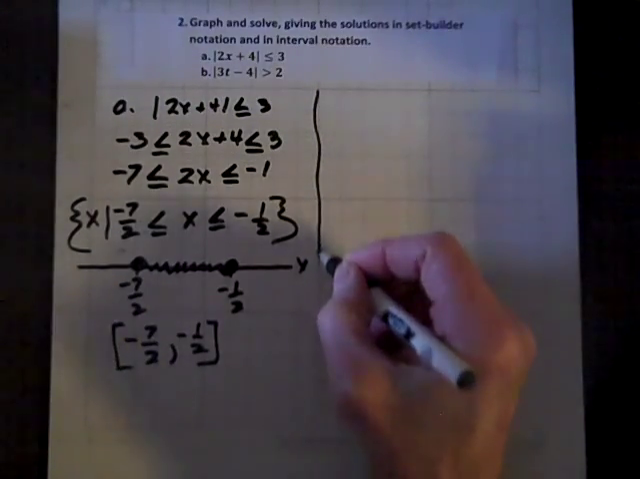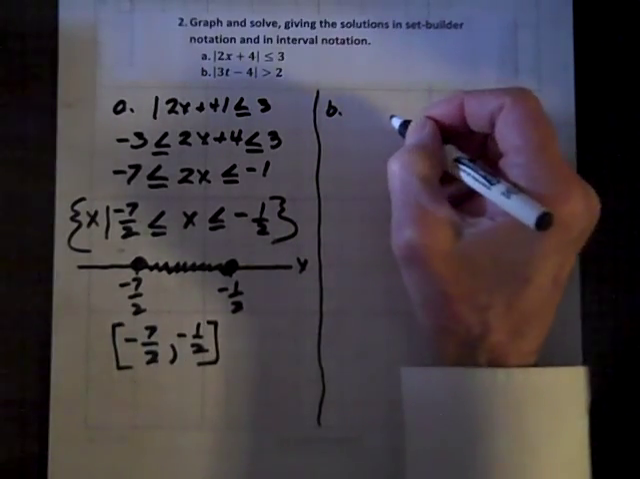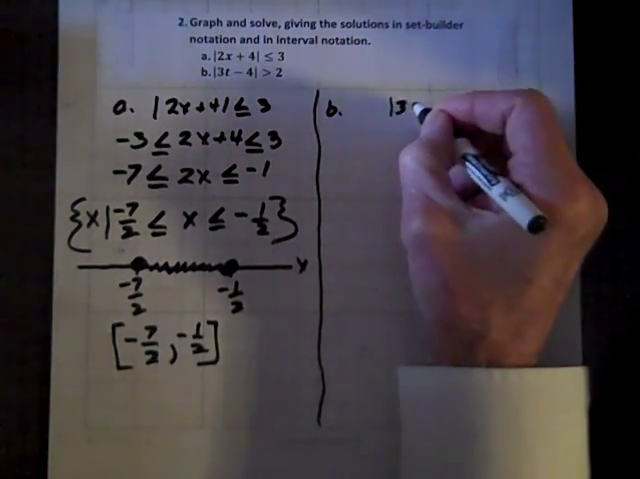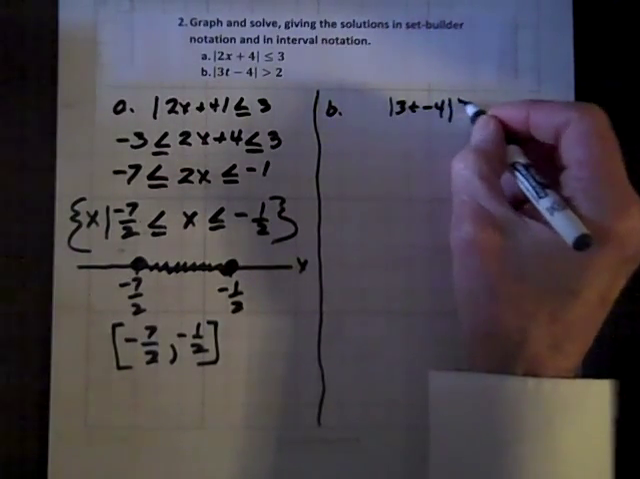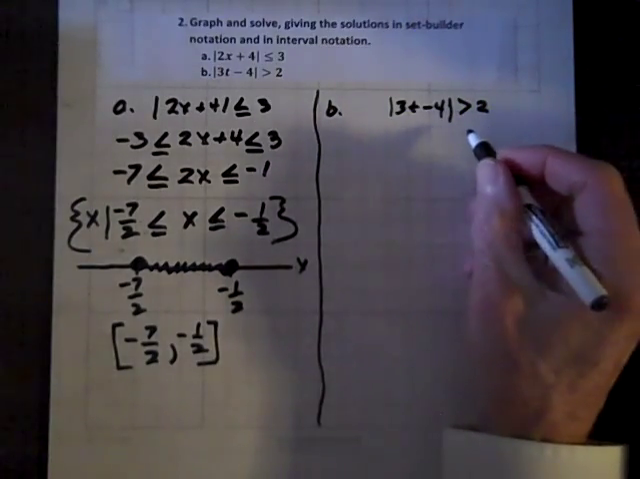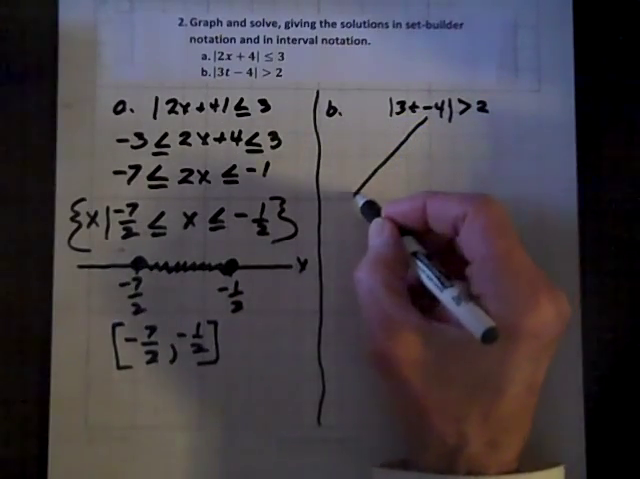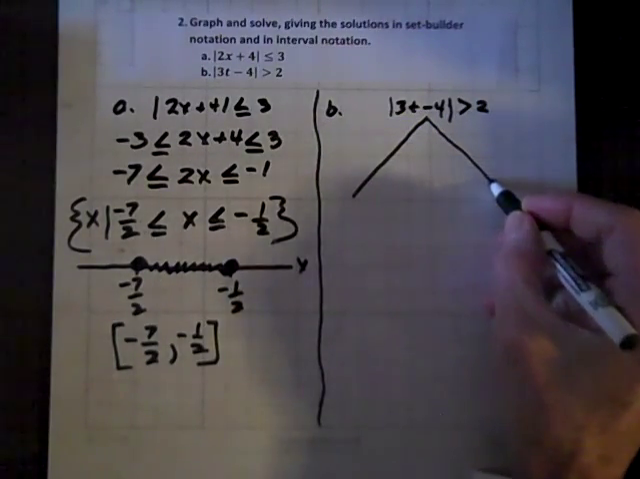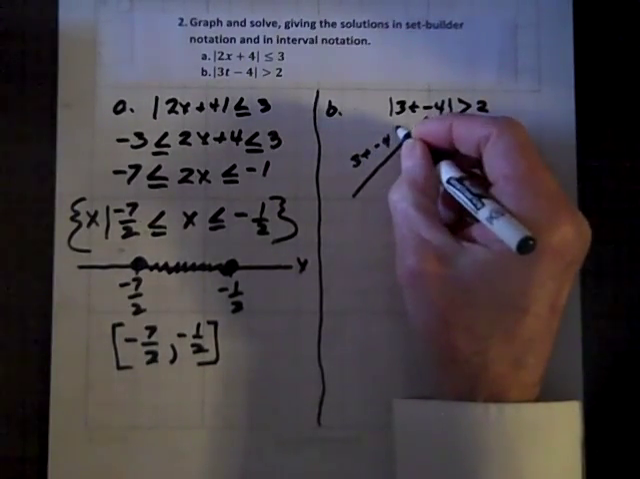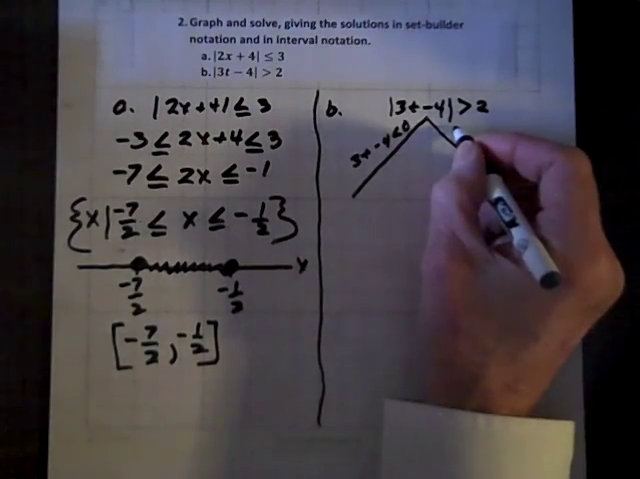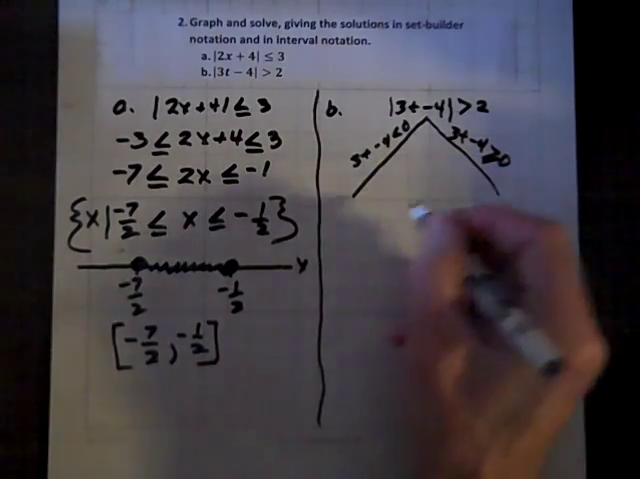Now, let's do B. And here we have the absolute value of 3t minus 4, which is greater than 2. So now the inequality is pointing to the right, so we do have to do two cases. And this is a case where 3t minus 4 is less than 0. This is a case where 3t minus 4 is greater than or equal to 0.